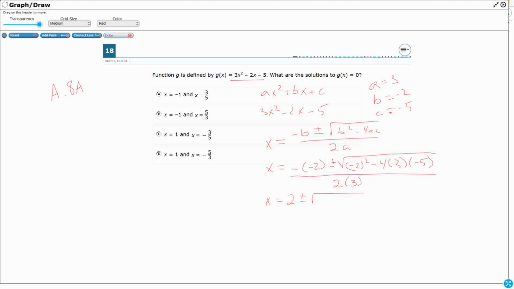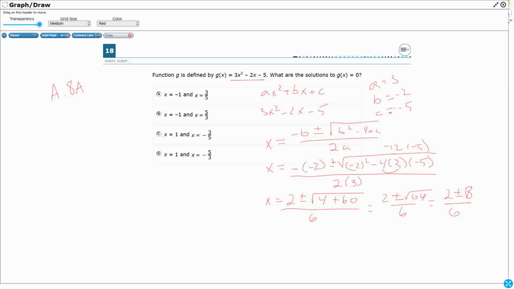Square root of negative 2 squared is 4. And this is going to be negative 4 times 3 is negative 12. Negative 12 times negative 5 is going to be 60. Okay, so plus 60. So that's going to be a nice 64. So that's going to help us here, and the denominator is going to be a 6. So we can say 2 plus or minus square root of 64 over 6. 64 is a nice perfect square, so we can now say 2 plus or minus, let's just take that square root out of there. Let's just say 8 over 6.